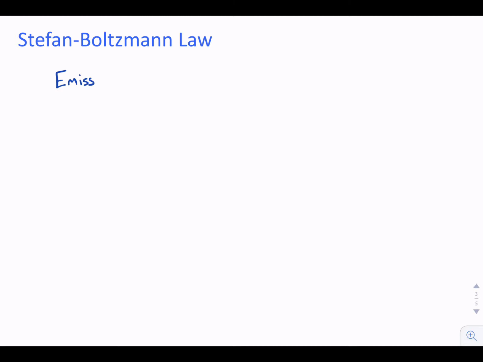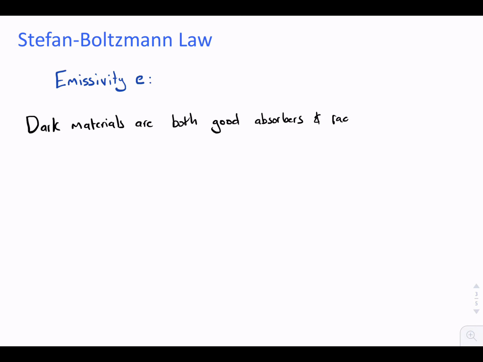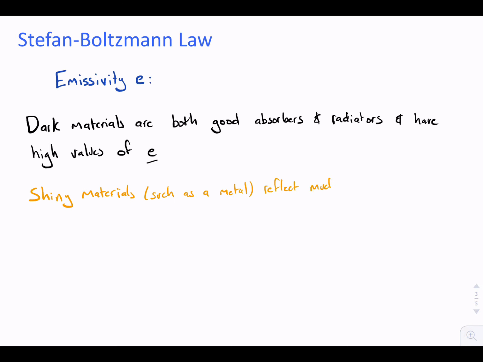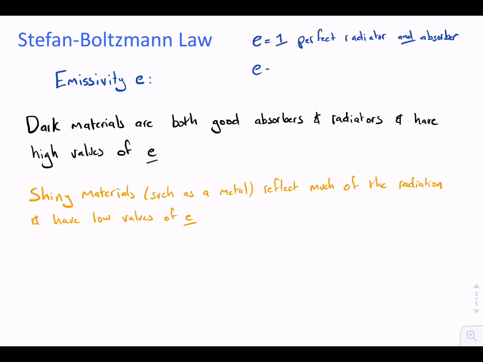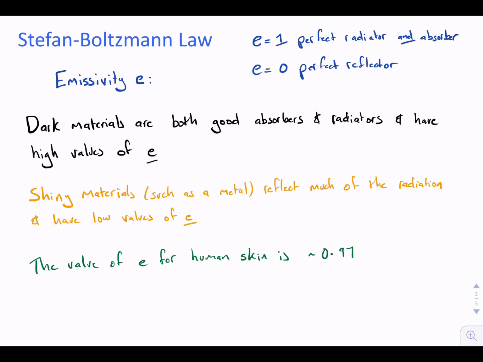Let's talk a little bit more about the emissivity. Dark materials are both good absorbers and radiators. They have high values of epsilon. High values equal close to 1. While shiny materials, such as a metal, reflect most of the radiation and have low values of epsilon. So epsilon equals 1 is a perfect radiator and perfect absorber, where epsilon equals 0, so it's not absorbing or radiating any heat, is a perfect reflector. The value of epsilon for humans is approximately 0.97, and remember there's no units. This value is independent of skin color.